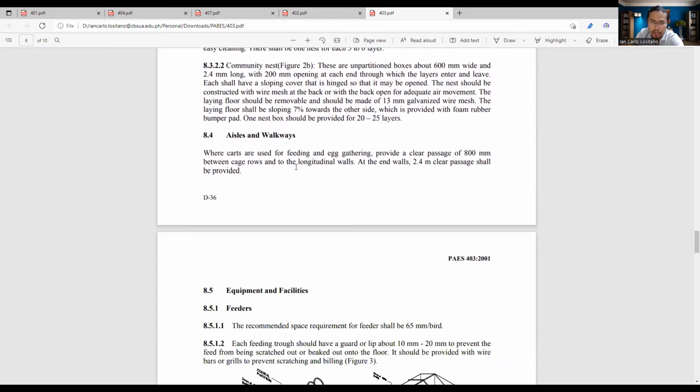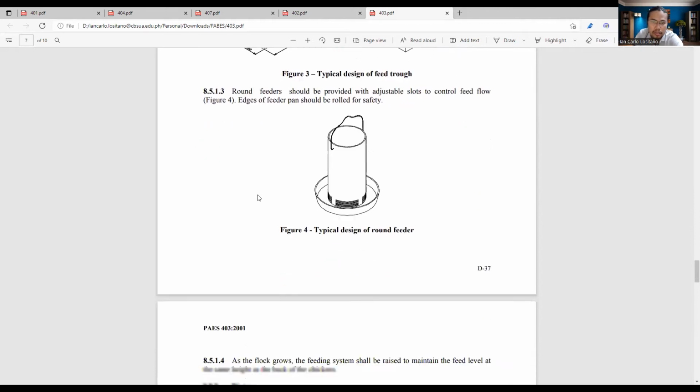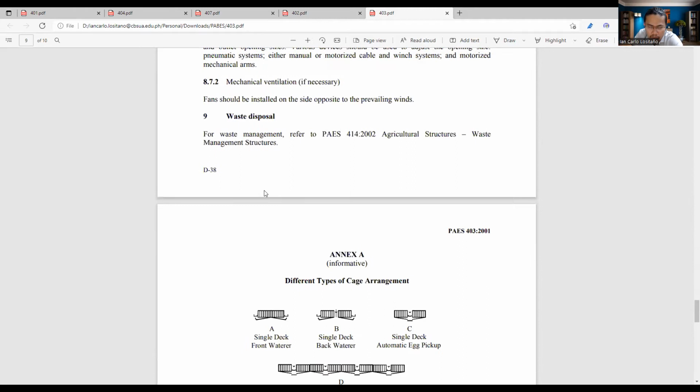Aisles and walkways, where carts are used for feeding and egg gathering, provide a clear passage of 800 millimeters between cage rows and to the limited walls. At the end walls, 2.4 meters clear passage shall be provided. Now, for other facilities and equipment, you have your feeders and the waterers, and then the lighting and the ventilation. So that would be all.